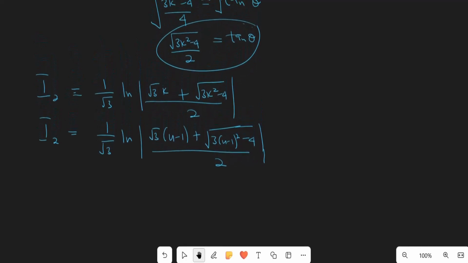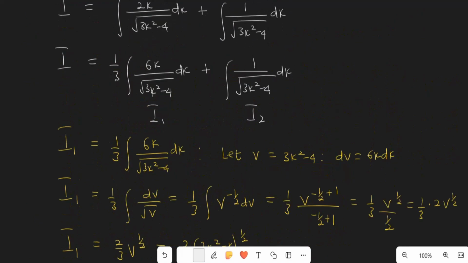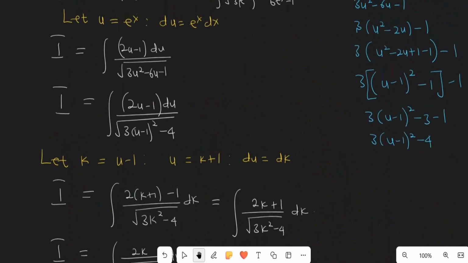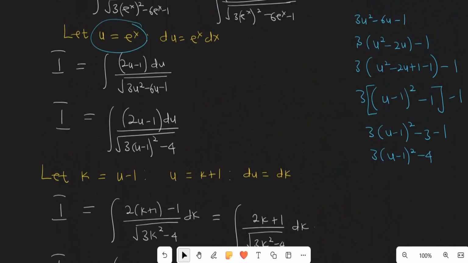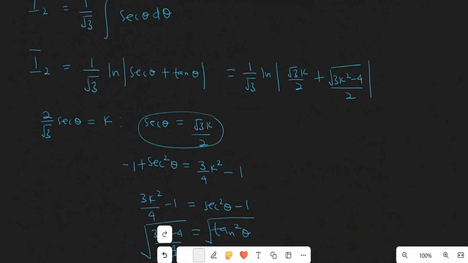But what is u in terms of x? That's our first substitution. U in terms of x, u is just e to the x, right? So u is e to the x. We just replace u with e to the x, and that will be the value of I2 in terms of x.